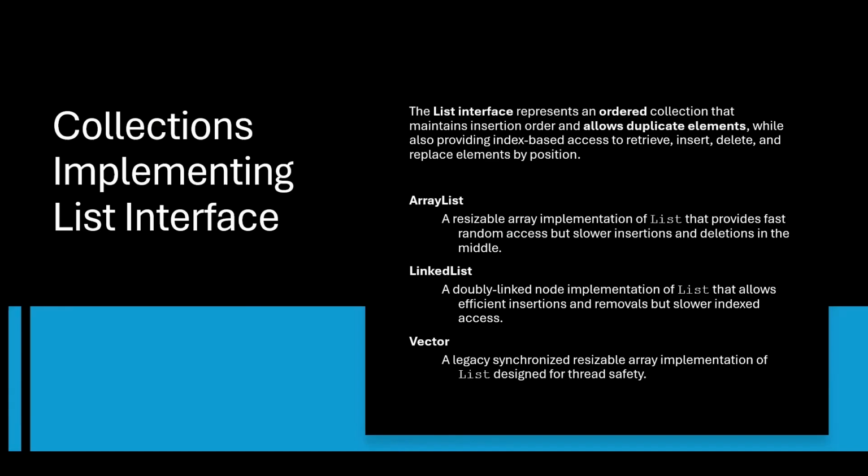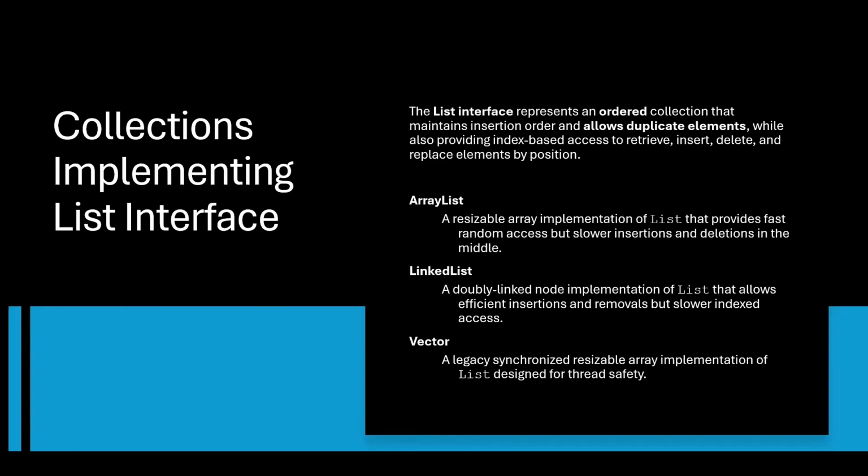Now let's talk about the different types of lists. So here are the concrete classes that implement list. You have ArrayList, LinkedList, and Vector. I'll talk about Vector first because I just want to get it out of the way and not talk about it again. So Vector is a legacy list. It was originally made to be thread safe.